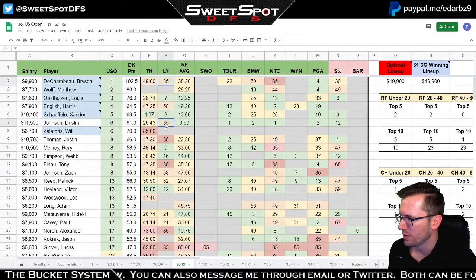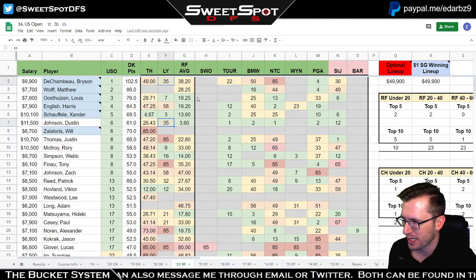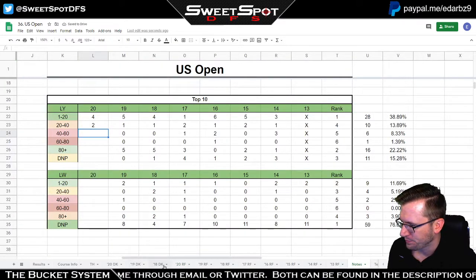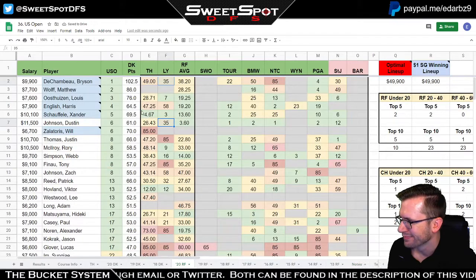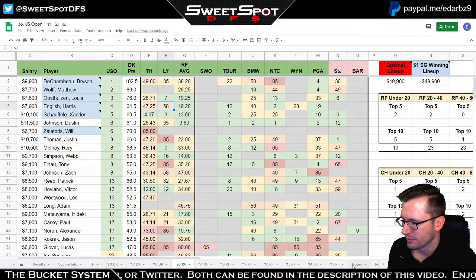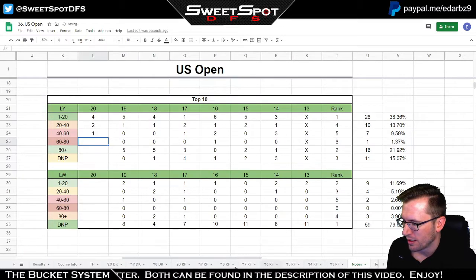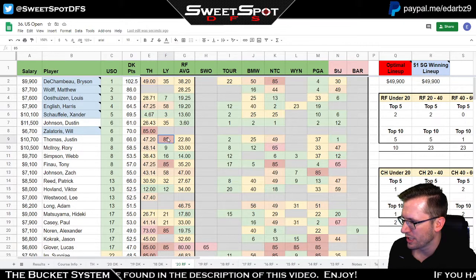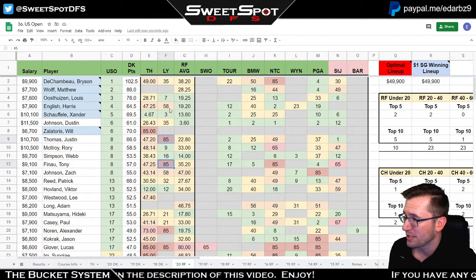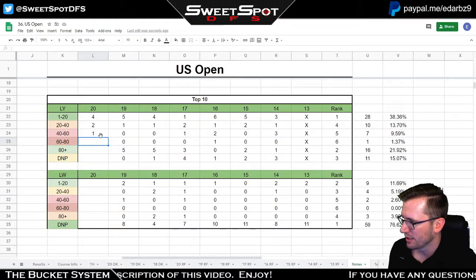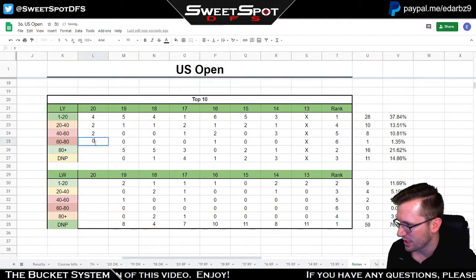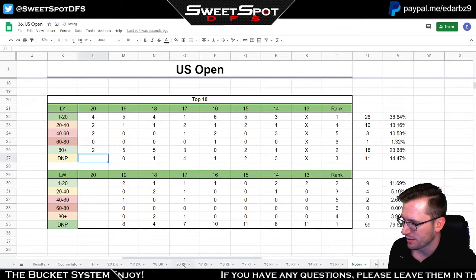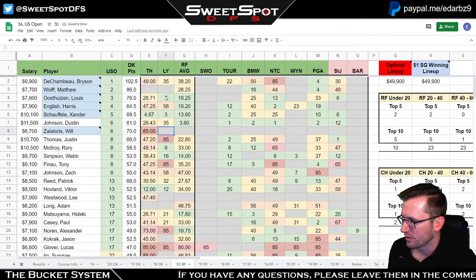So we have 1, 2, and a lot of this is color coded to make it easy. So I have 2. 40 to 60, I have 1. Let's go 60 to 80. There's 0. Why don't we just go to the next one? Missed cut. Oh, I had 2. Okay, so we'll update that. This was 0, and this was 2. And then the did not plays: 1, 2.